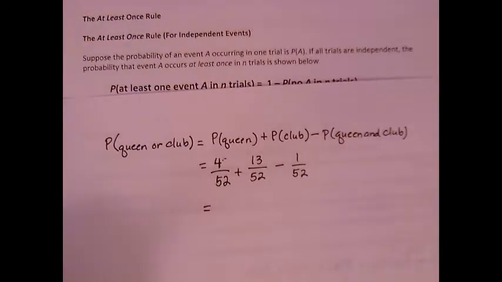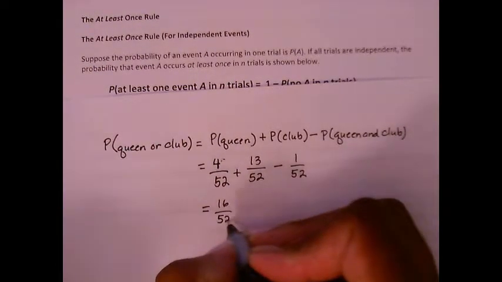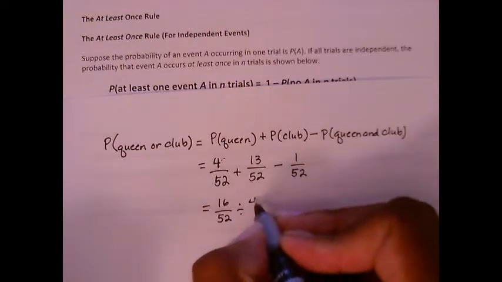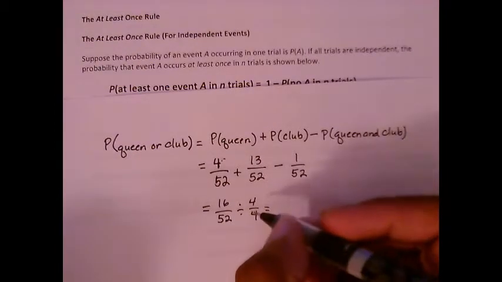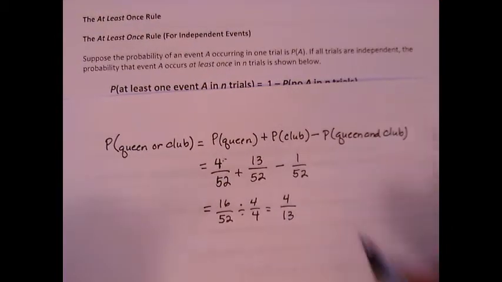Alright, now add and subtract that. 4 plus 13 is 17. 17 minus 1 will be 16 over 52. Let's see, if we divide the numerator and the denominator by 4, because that's the largest number that can go into 16 and 52, this will end up being 4 over 13. So the probability of getting a queen or a club with this overlapping event would be 4 over 13.